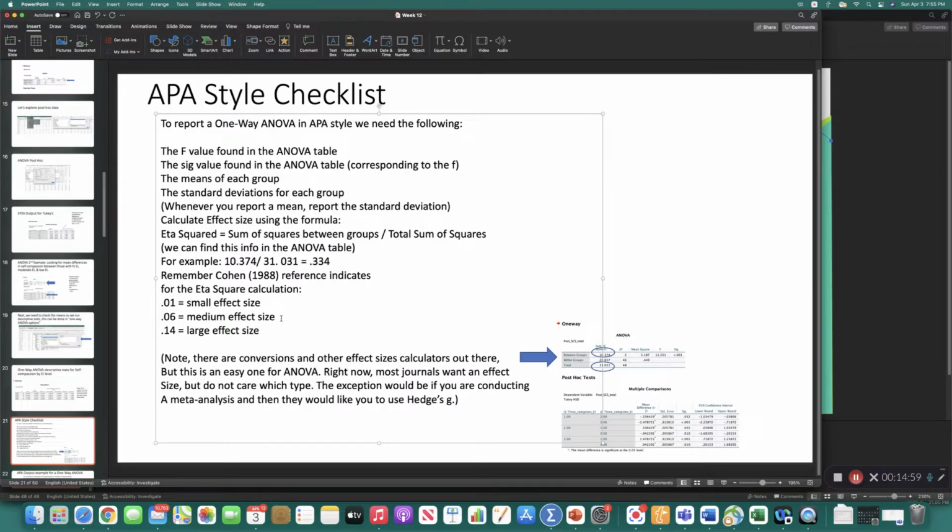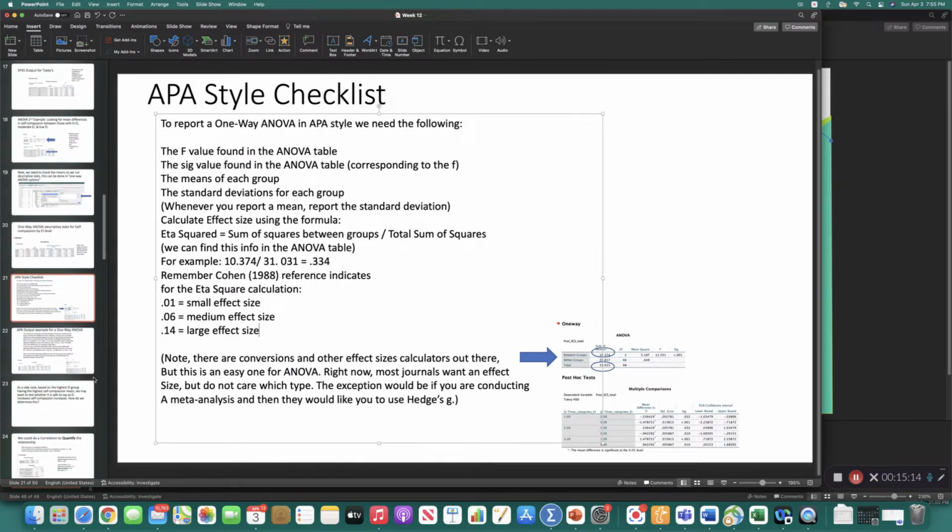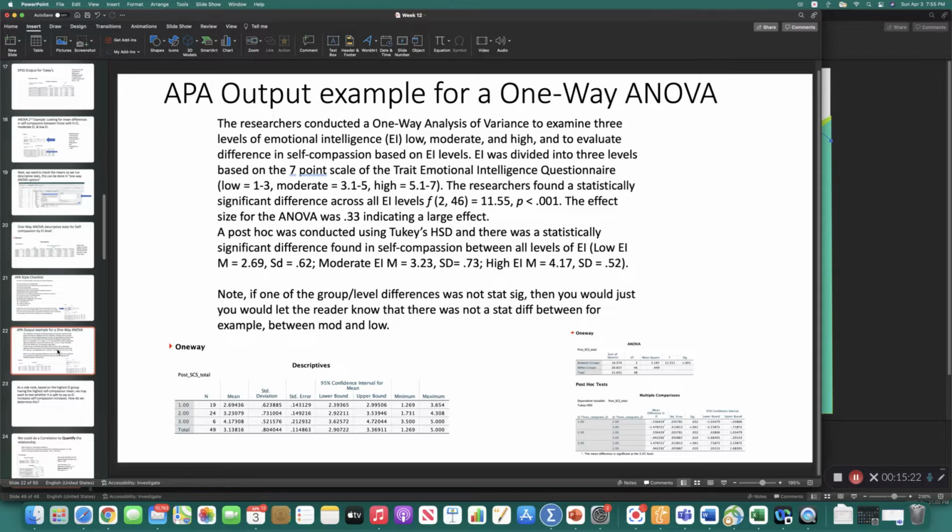Now remember, we've talked about different effect sizes before. It's important to note that there are effect size calculators out there, so you can convert eta squared to Cohen's d. But most of the time, journals just want you to have an effect size. They don't necessarily specify which one you have to use, unless you're doing a meta-analysis, and Hedges' g is recommended there. So what does the APA output example for a one-way ANOVA look like?